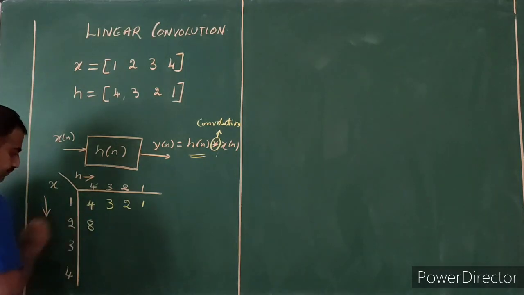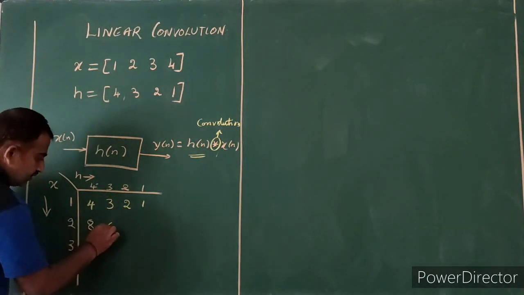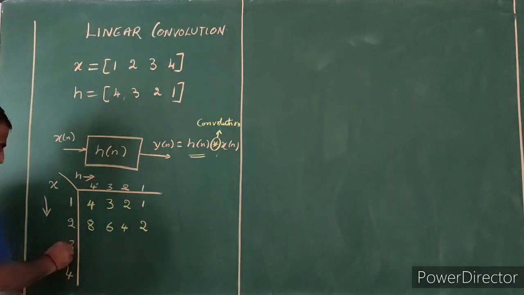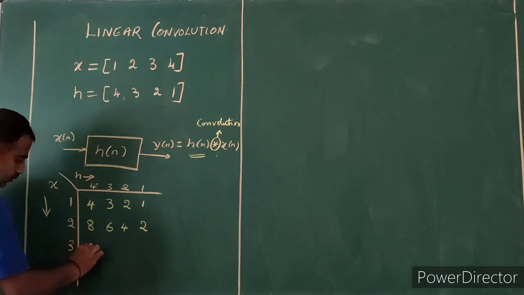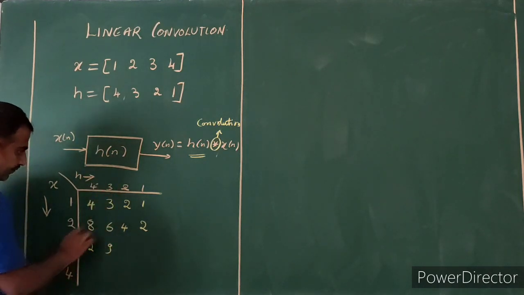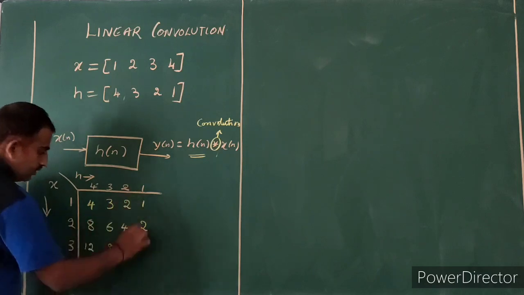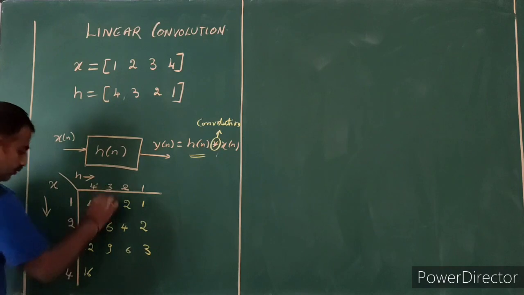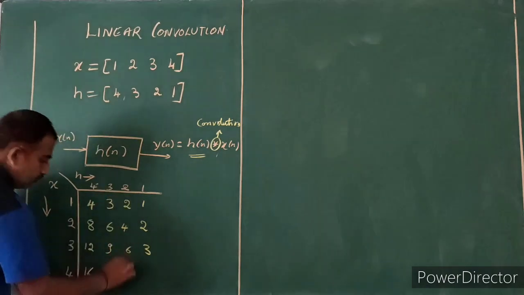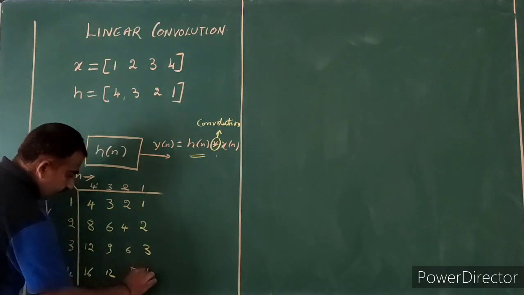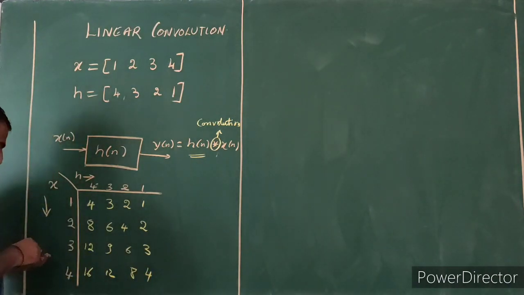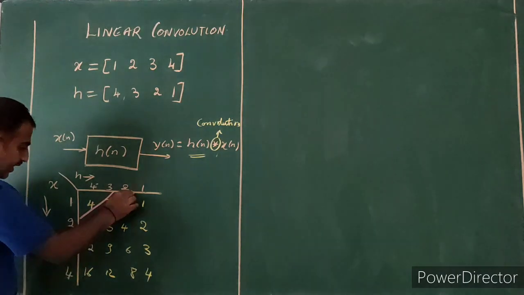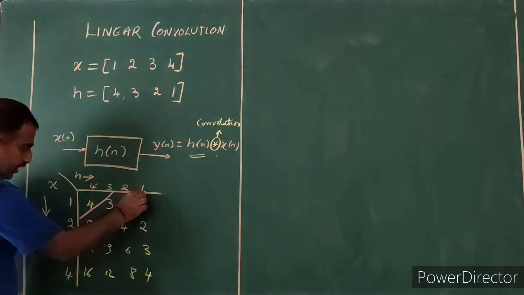2 4s are 8, 2 3s are 6, 2 2s are 4, 2 1s are 2. Next 3, 3 4s are 12, 3 3s are 9, 3 2s are 6, 3 1s are 3. Next 4, 4 4s are 16, 4 3s are 12, 4 2s are 8, 4 1s are 4. So we have got the matrix form. Let us see the result. We will get the result in the form of diagonal elements.